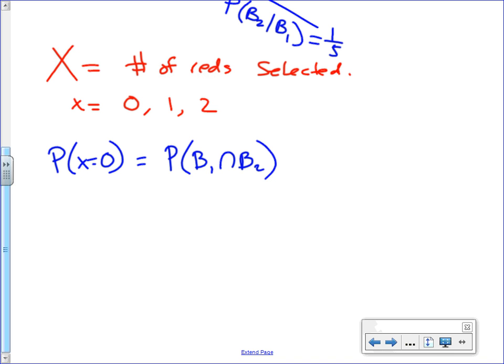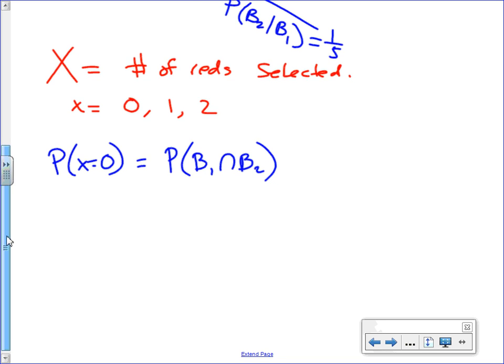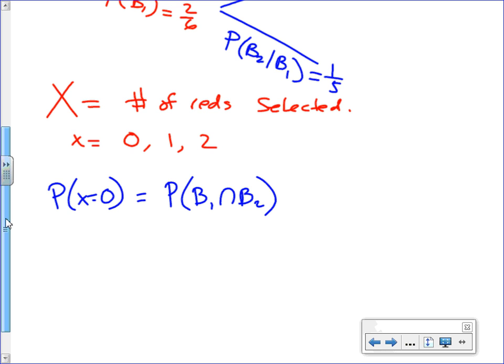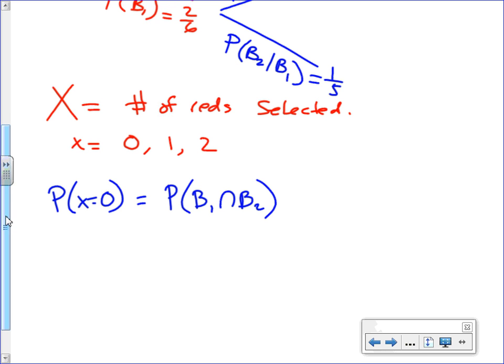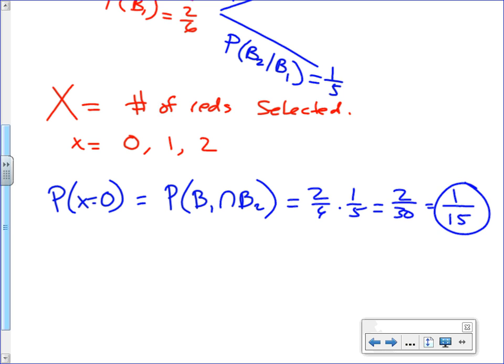How do we do that? Yeah, so 2 over 6 times 1/5, right? Which is 2 over 30, which is 1 over 15. Gorgeous. Okay.